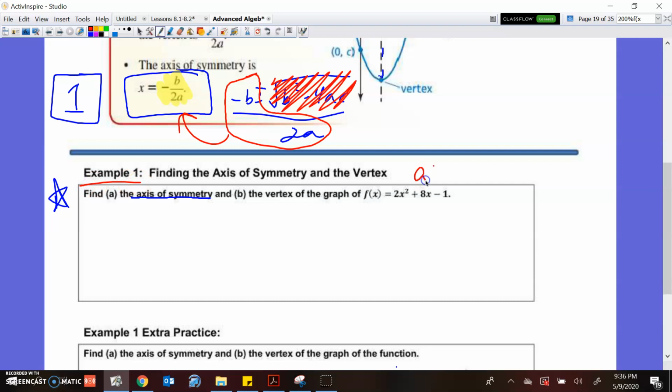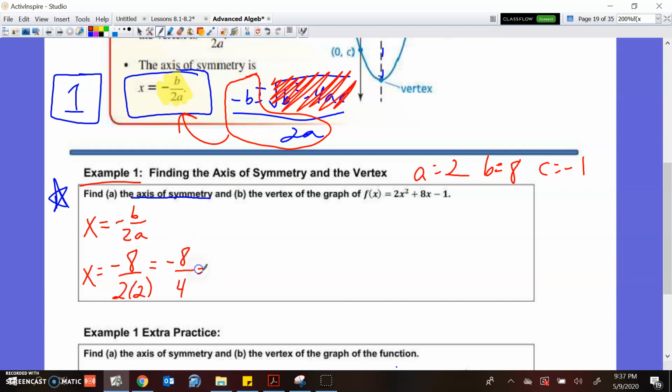So my a value here is 2, my b value is 8, and my c value is negative 1. All right, so my axis of symmetry is always x equals negative b over 2a. So in this case, it's going to be negative 8 over 2 times 2. So negative 8 over 4, which is negative 2. So my axis of symmetry is x equals negative 2.